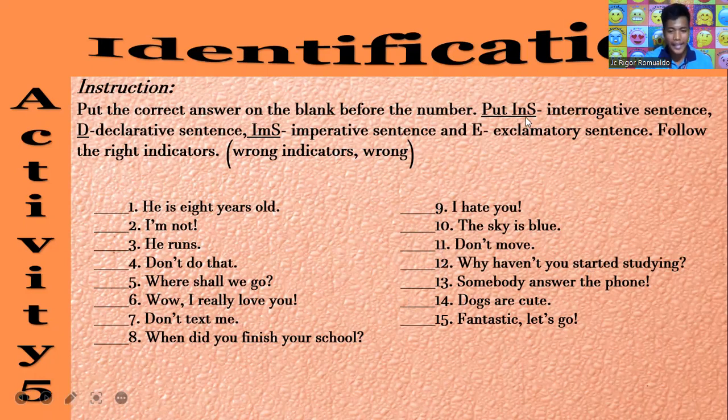Okay. Put INS if the sentence is interrogative sentence. D if the sentence is declarative sentence. IMS if the sentence is imperative sentence. And E if the sentence is exclamatory sentence. But follow the right indicators. Wrong indicators, wrong. No erasure.